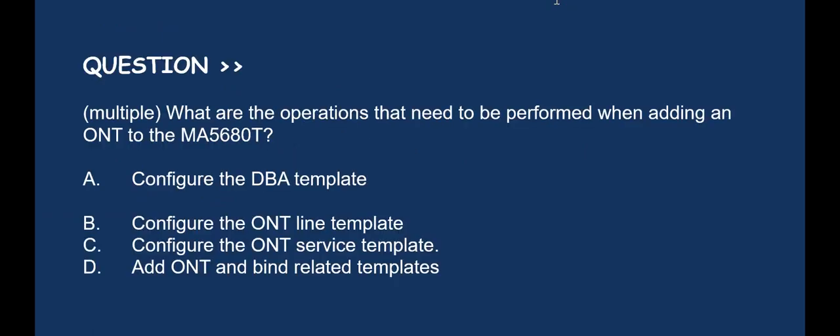The next question is, what are the operations that need to be performed when adding an ONT to the MA5680T? Options are option A, configure the DBA template. Option B, configure the ONT line template. Option C, configure the ONT service template. Option D, add ONT and bind related templates. The correct answers are option A, B, C, and D.